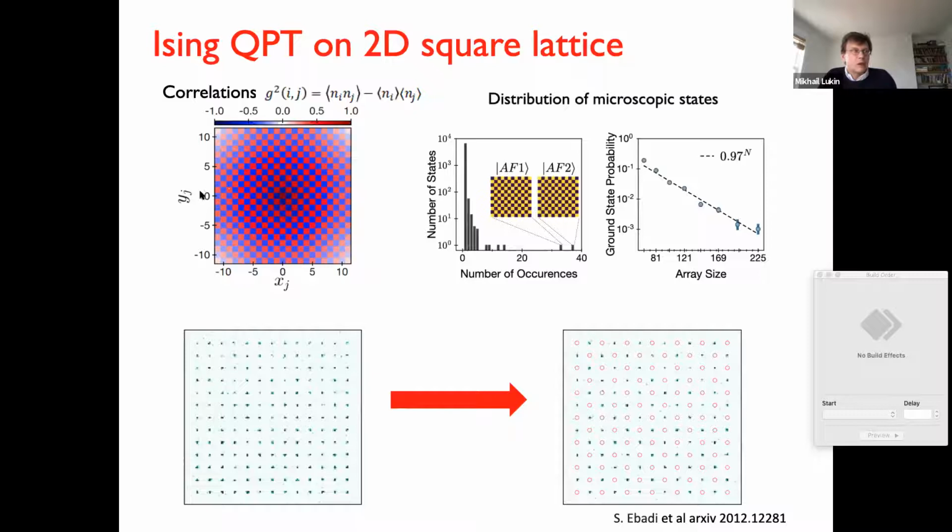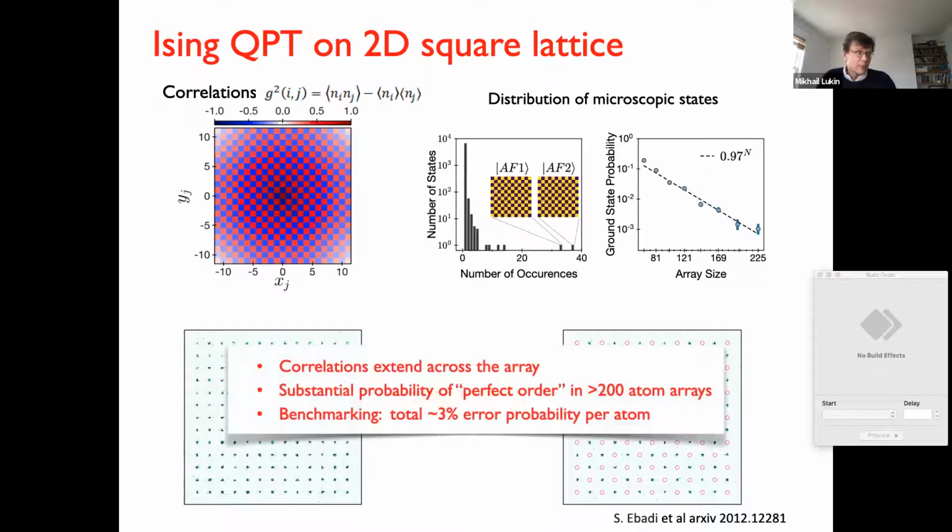Again, the two most probable states are these states with perfect anti-ferromagnetic order. We can even ask what the probability is to hit this state. This probability, it turns out, scales exponentially with the number of atoms, going as 0.97 to the power of n. These observations help us do benchmarking of our system, to characterize how the system performs from the beginning to the end. The entire evolution is encompassed in this one number. So all effects, spontaneous emission, non-adiabaticity, imperfect readout, everything is included here.